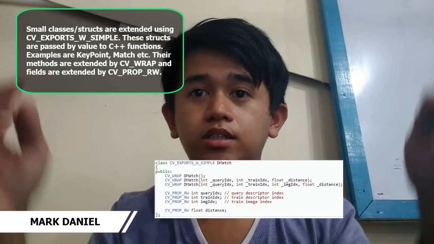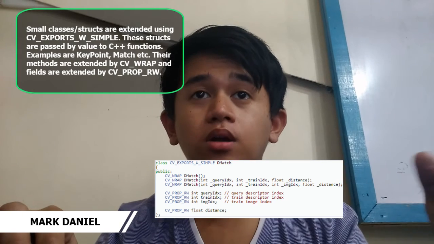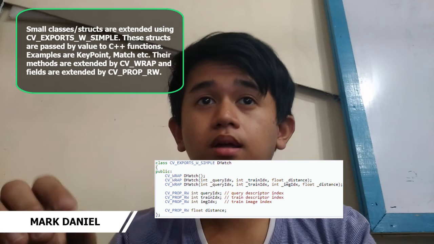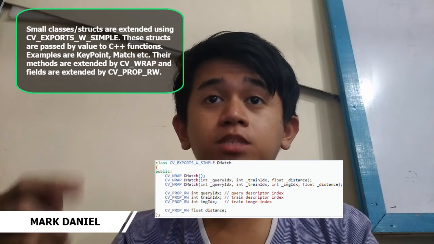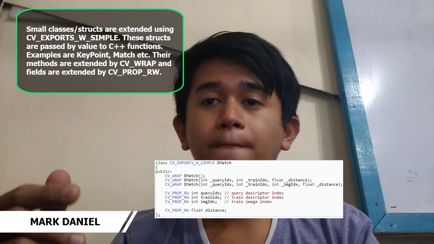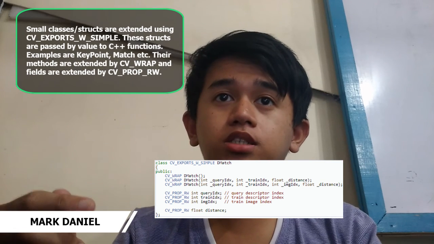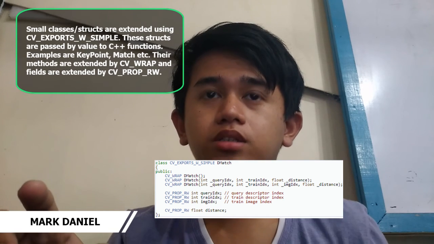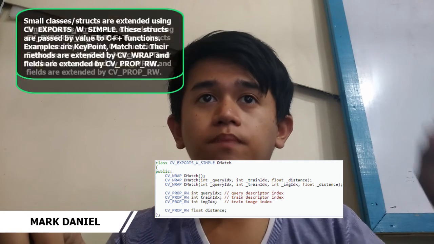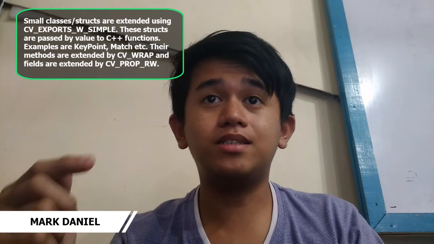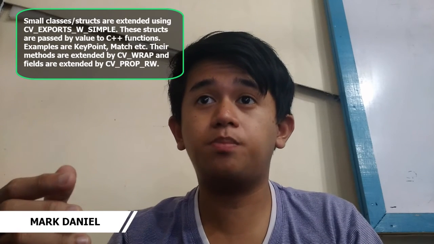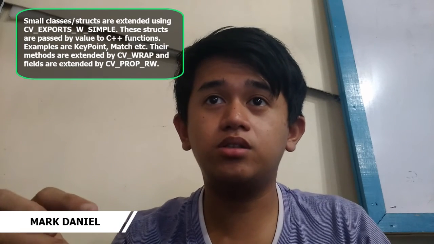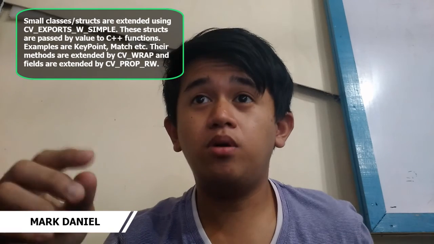In addition, as in this code below, small classes and structs are extended using CV_EXPORTS_W_SIMPLE. These structs are passed by value to C++ functions. Examples are KeyPoint, DMatch, etc. Their methods are extended by CV_WRAP and fields are extended by CV_PROP_RW. Some other small classes and structs can be exported using CV_EXPORTS_W_MAP, where it is exported to a Python native dictionary. Moments is an example of it.